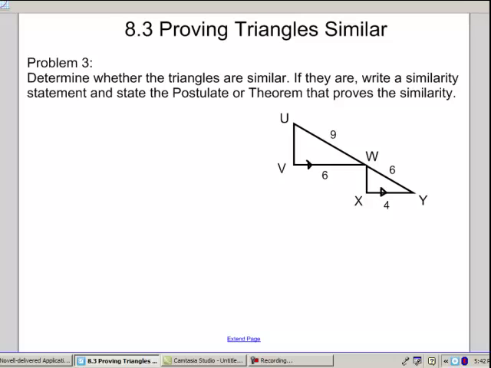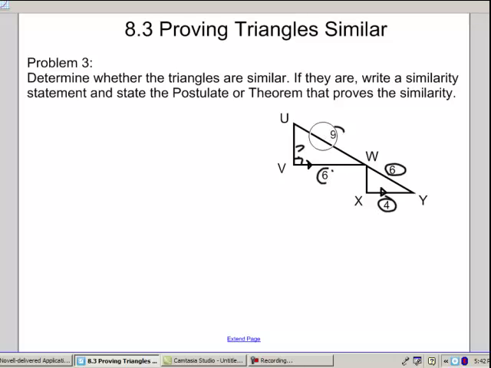Let's try problem 3. Once again, determine whether the triangles are similar. If they are, write a similarity statement. Give the postulate or theorem that proves it. Pause your video. Try this now. In this particular case, I have two sides. I would like to get the third side. I would be tempted to try the Pythagorean theorem because this looks like a right angle, but I don't know that it's a right angle. I really can't use that yet.